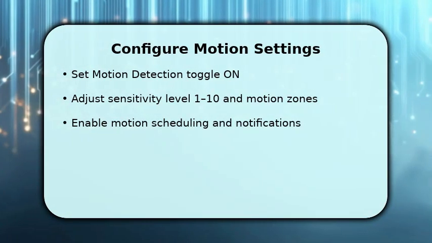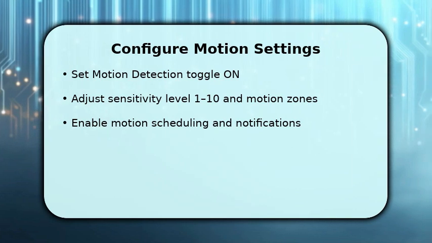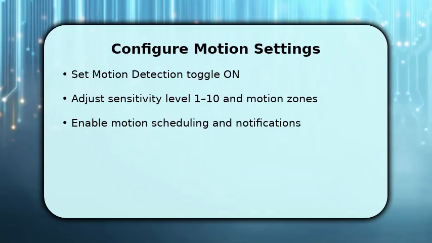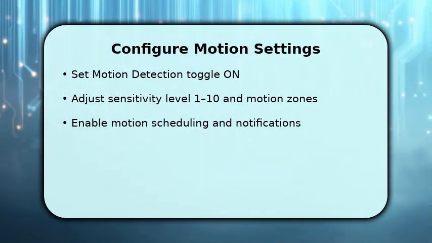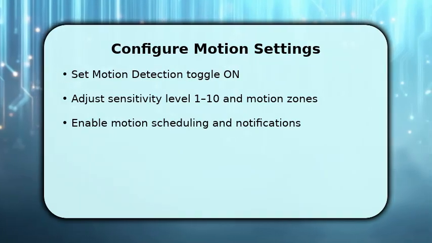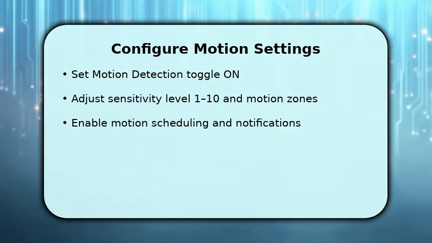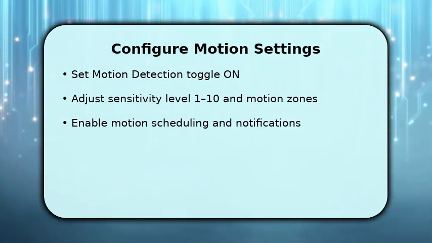You now change the motion parameters. In device settings, turn motion detection on, then adjust sensitivity higher to catch subtle movement or lower it to reduce false alarms. Next, define motion zones so the camera ignores irrelevant areas like streets. Once you pick zones, set a schedule so motion only records during desired hours. This reduces notifications and battery use.